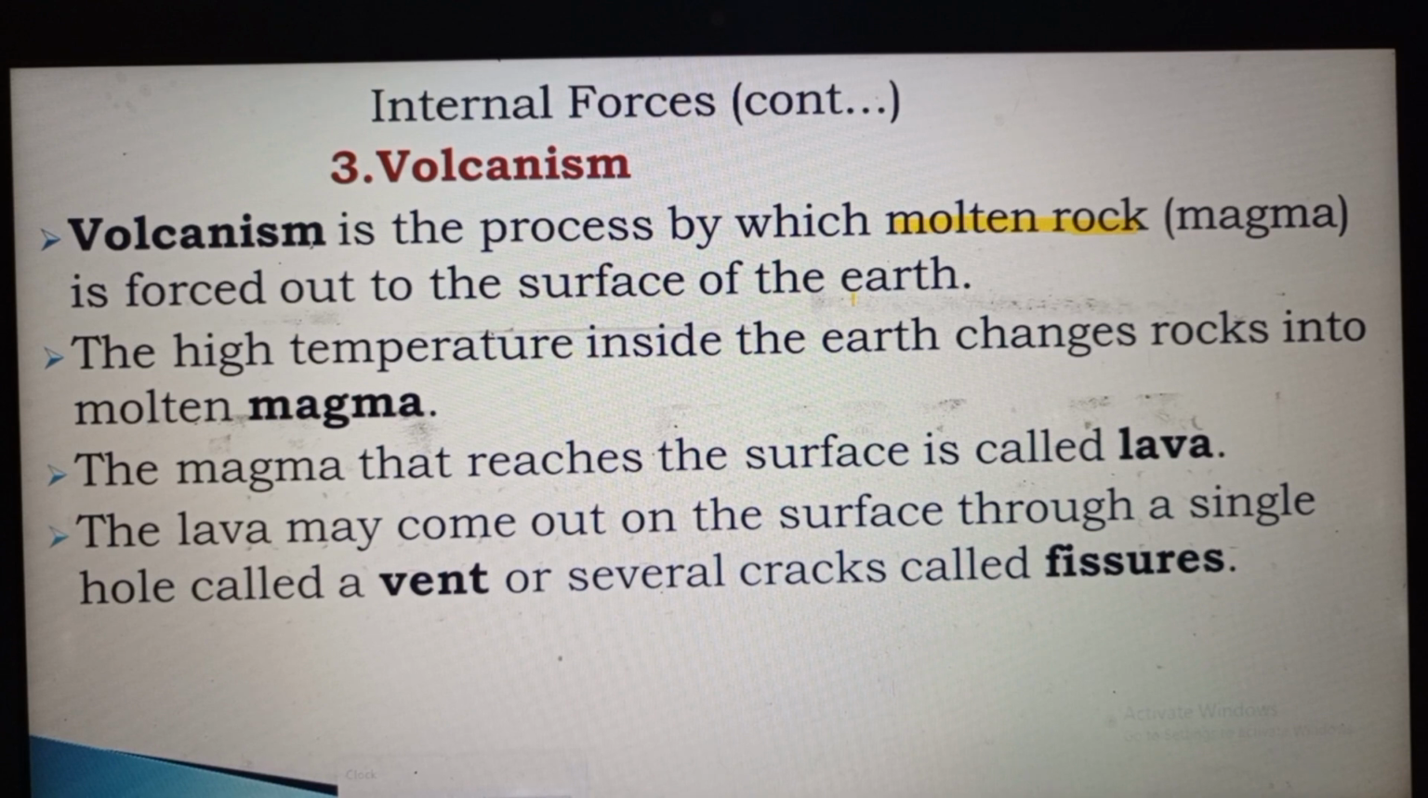The magma that reaches the surface is called lava. So when magma flows out on the surface of the earth, it is known as lava. The volcanic material which comes onto the surface of the earth, which can be seen on the surface, is not known as magma. It is known as lava. So the name of magma is changed to lava. Magma is inside the earth, and when it reaches the surface of the land, it is called lava.